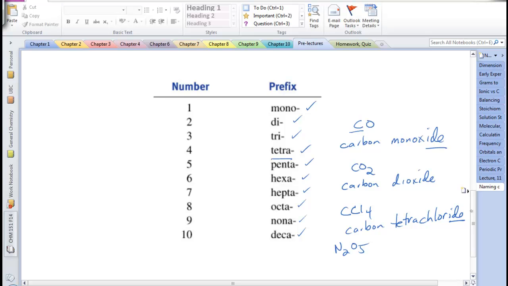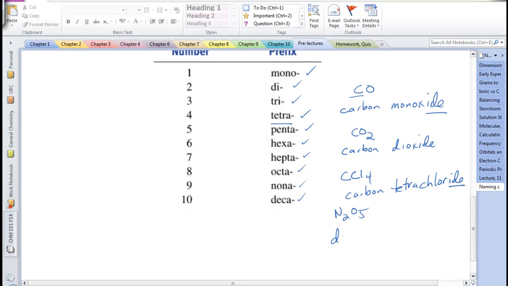N2O5. Dinitrogen, and then 5 is penta. Now, sometimes we don't put, and I won't be that picky, I won't take off for this, but sometimes we do, sometimes we don't. This is where it gets interesting. Do we say pentaoxide? Technically not in this case, we just say pentoxide, but I'm not going to take off for that. So if you write pentaoxide, that's fine. Sometimes we drop one of the vowels when we put these together.